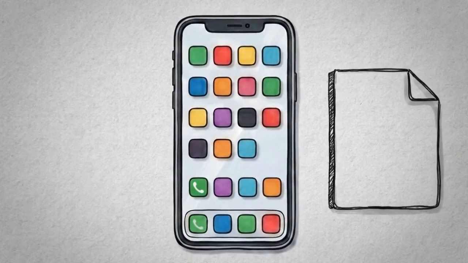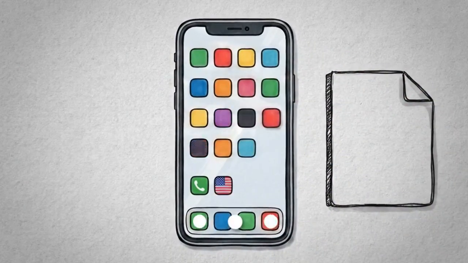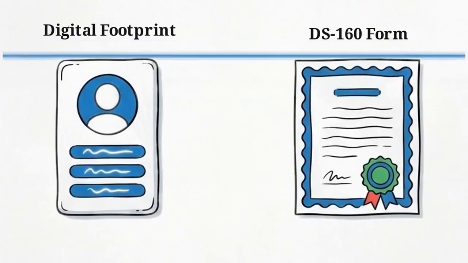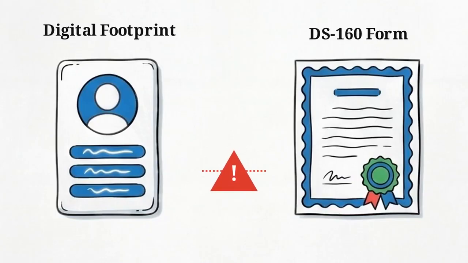We are going to map out the specific steps for a digital audit that aligns your online presence with your DS-160. Following this process helps identify critical discrepancies or hidden fraud triggers before you attend your interview.